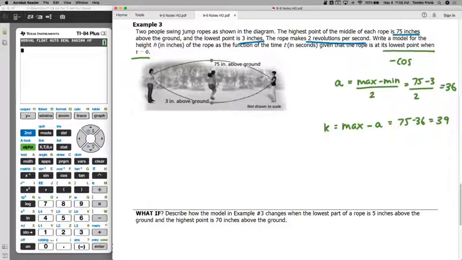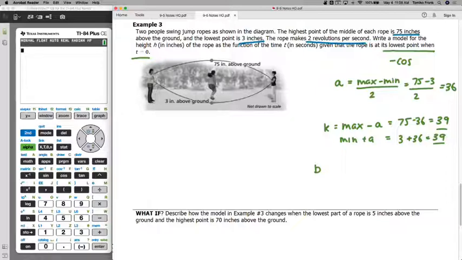Which is 39. All right, so our sinusoidal axis there is 39. You could also take the minimum and add the amplitude. You get the same value, and that should be the same every single time. All right, last thing we need is the frequency, so B, the value of B.